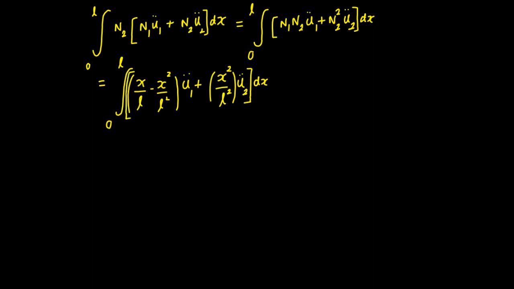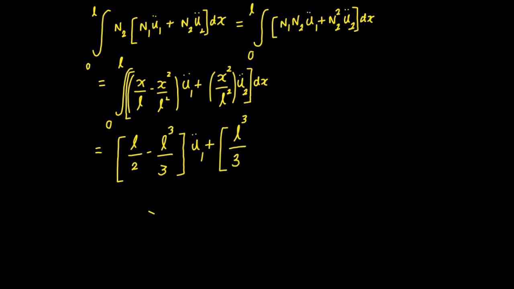So in the next step, I'm going to integrate and substitute the limits directly. So I get L by 2 minus L cube by 3 into u1 double dot, plus L cube divided by 3 into u2 double dot. I'm sorry, I think I'm making a terrible mistake here.